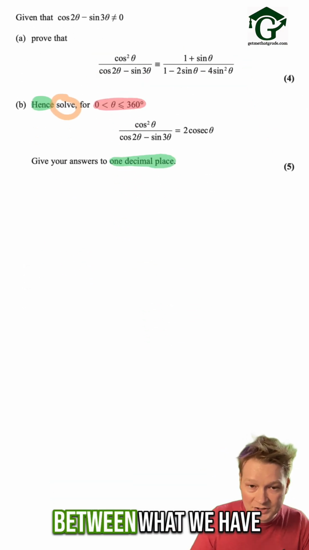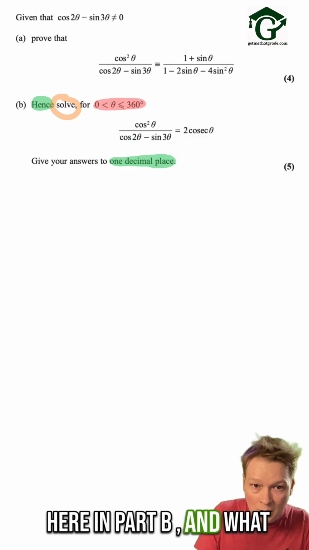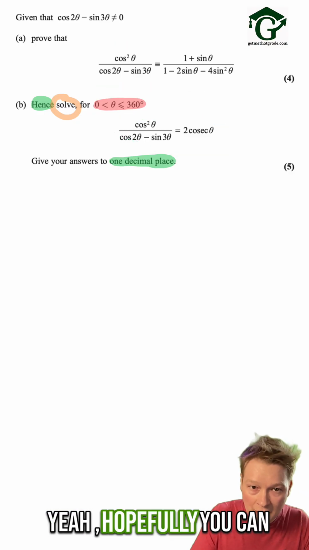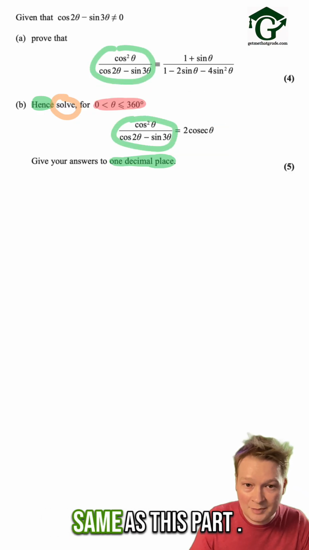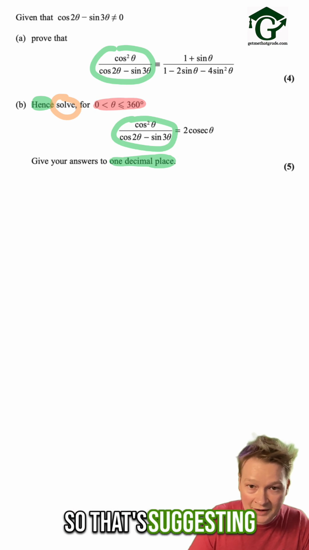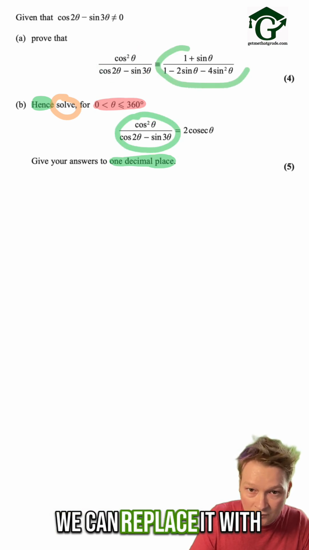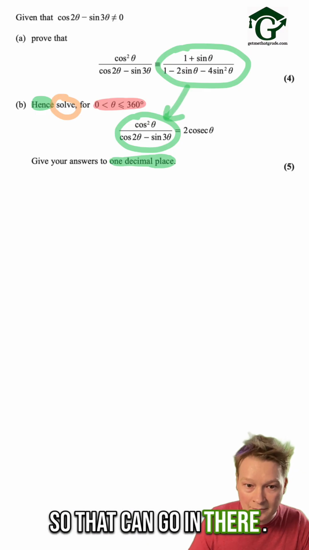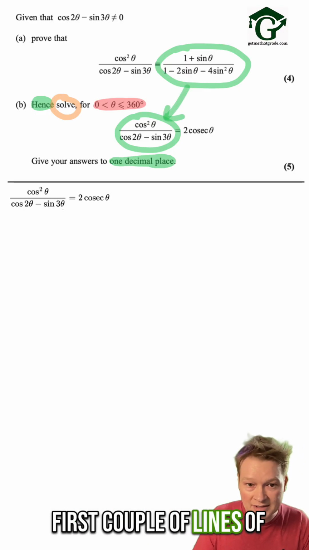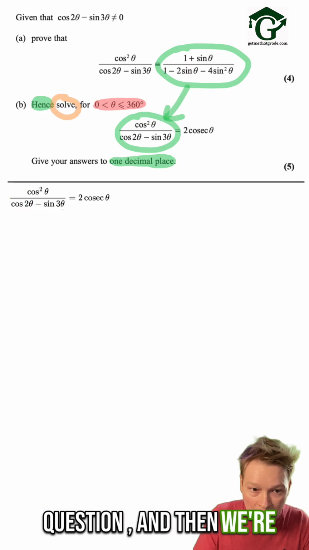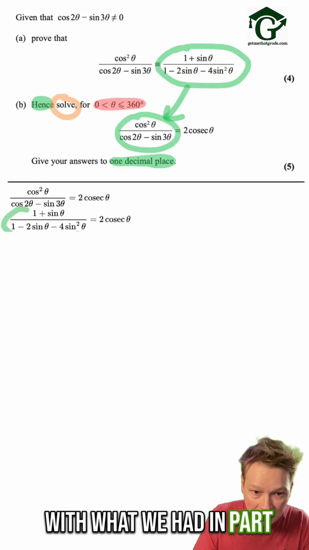So can you see a link between what we have here in part B and what we've proved in part A? Yeah, hopefully you can spot that this part is the same as this part. So that's suggesting that we can therefore replace this part with what this is equal to. We can replace it with this. So that can go in there. So that's giving us our first couple of lines of working. We'll copy down the question, and then we're just replacing this part with what we had in part A here.